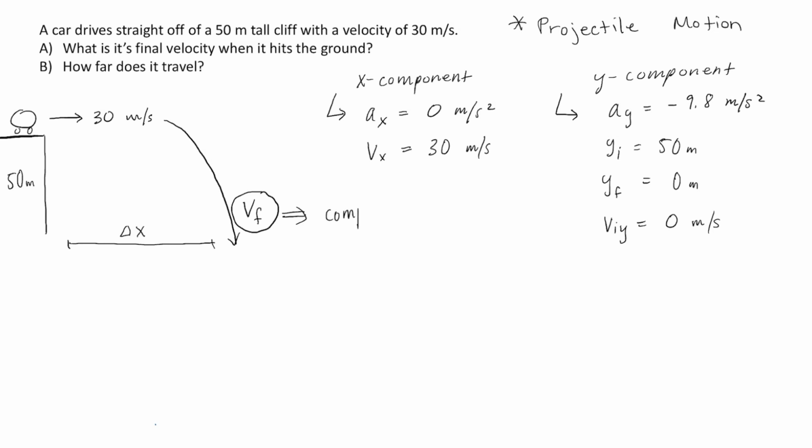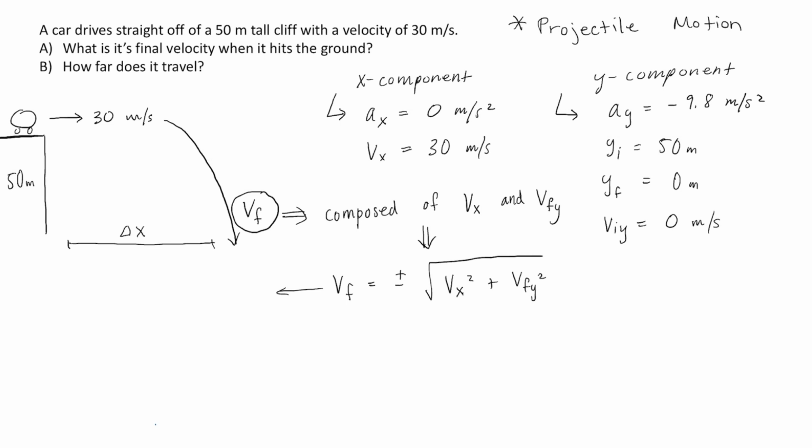Vf has an x and y component. That means it's composed of Vx and Vfy. So how can we solve for Vf? Well, you can solve for the final velocity of an object in projectile motion using this equation. Vf is equal to plus or minus the square root of Vx squared plus Vfy squared. You might be wondering where that equation came from. Well, let's quickly derive it.